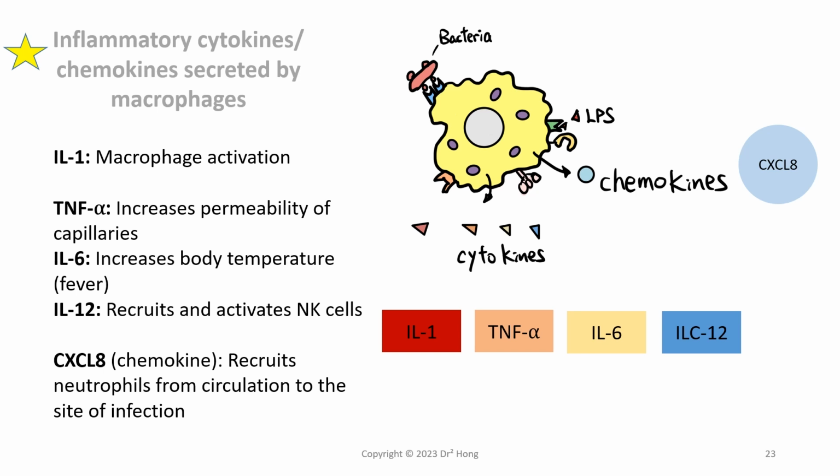It can increase permeabilities of capillaries. Why? So that we can recruit more innate immune cells to the site of infection. The third cytokine would be IL-6. Now, IL-6 has a very important role in the body, which is to increase body temperature, leading to a state called fever.